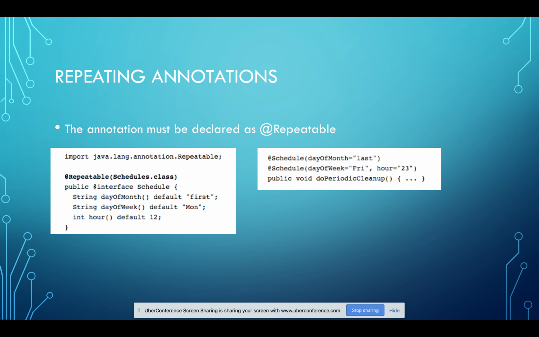Then there's repeating annotations. So let's say you created a schedule annotation for specifying recurrence, how often things happen, and that kind of stuff. Here's one of those annotations that are specifically for another annotation that's repeatable. This makes it so that this annotation can be applied multiple times before the actual method is called or declared.